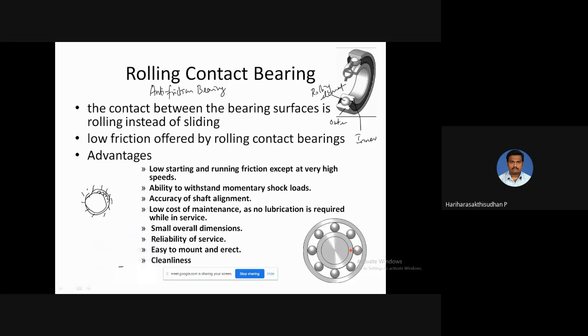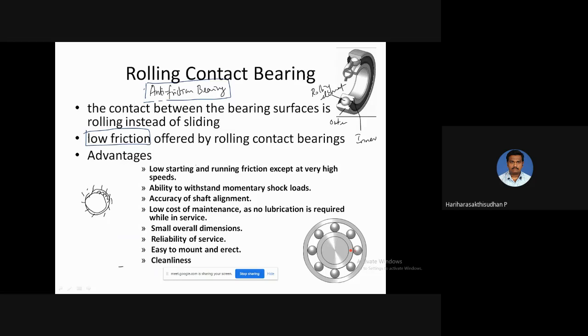The reason is that they are having rolling elements which are producing very low friction in the bearing. That is why we are calling that an anti-friction bearing.